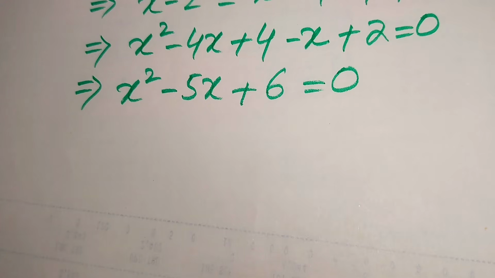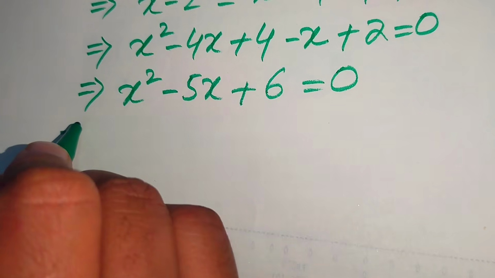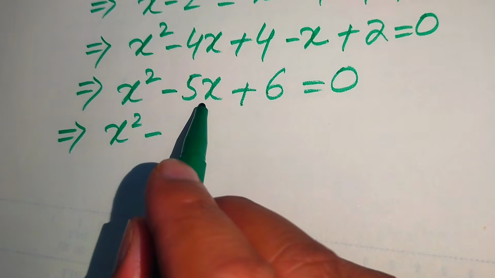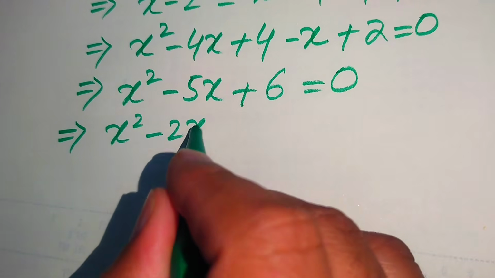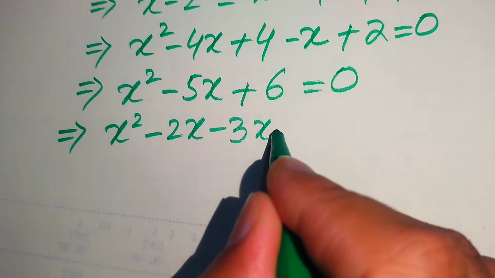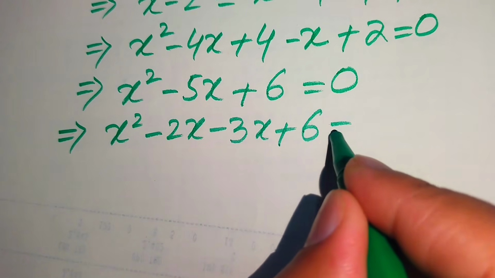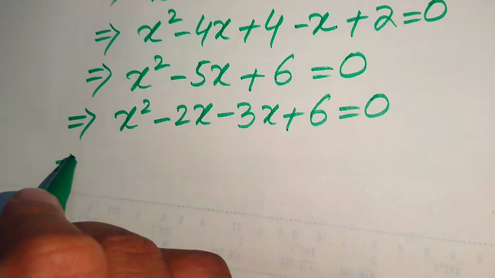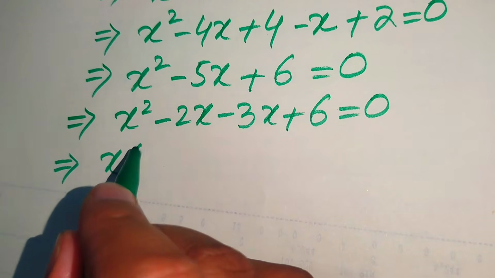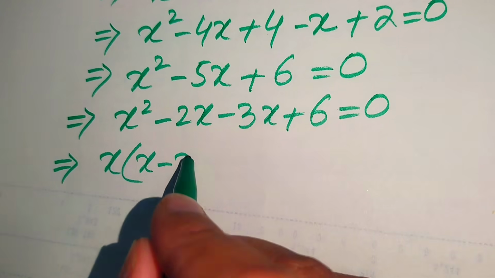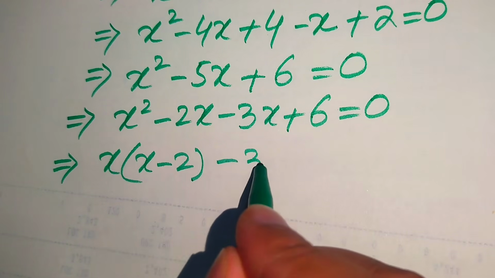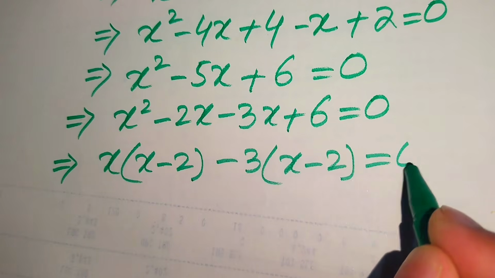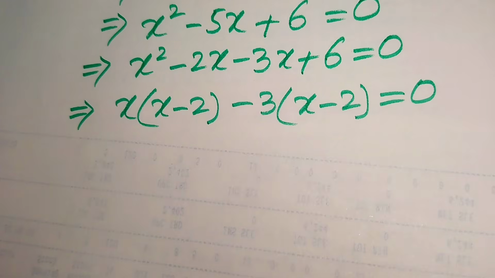So for this, now we break the middle term, and it will be written as x² minus, this is −5x, we write it as −2x − 3x + 6, and this whole equation is equal to 0. And further in the next step, we take common x from the first two terms, and we get the remaining values x − 2, and here we take common −3, and we get the remaining values x − 2, and this whole equation is equal to 0.